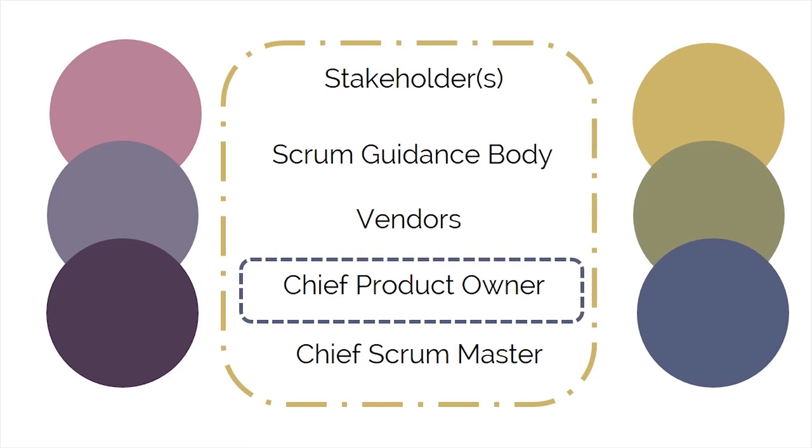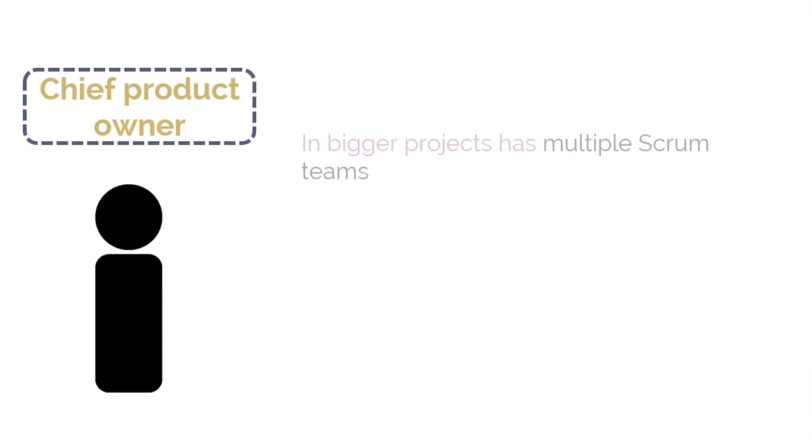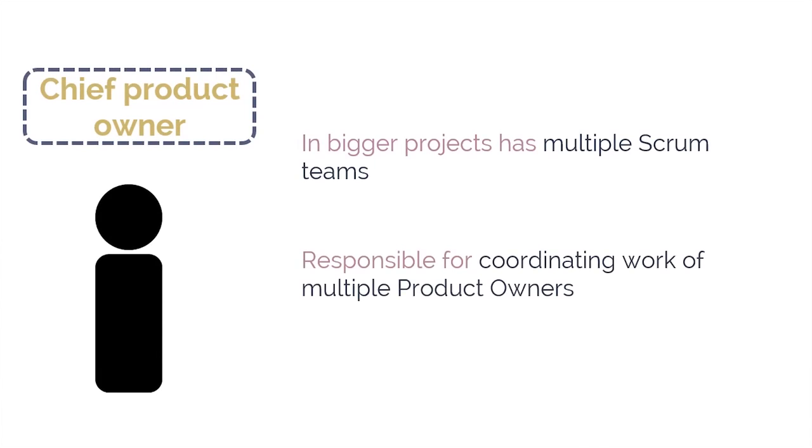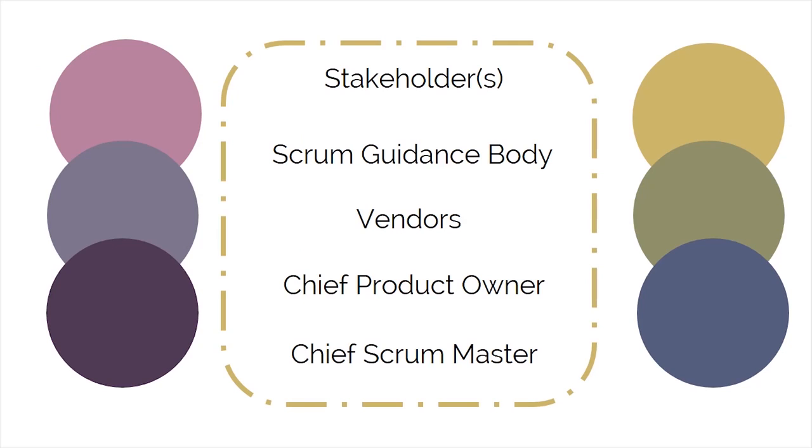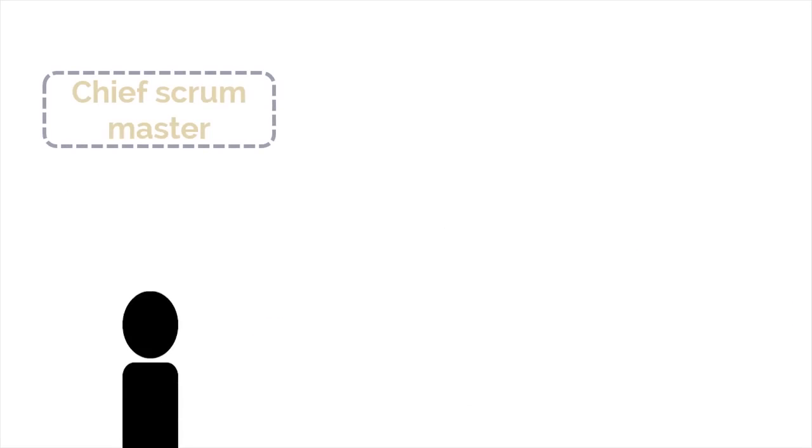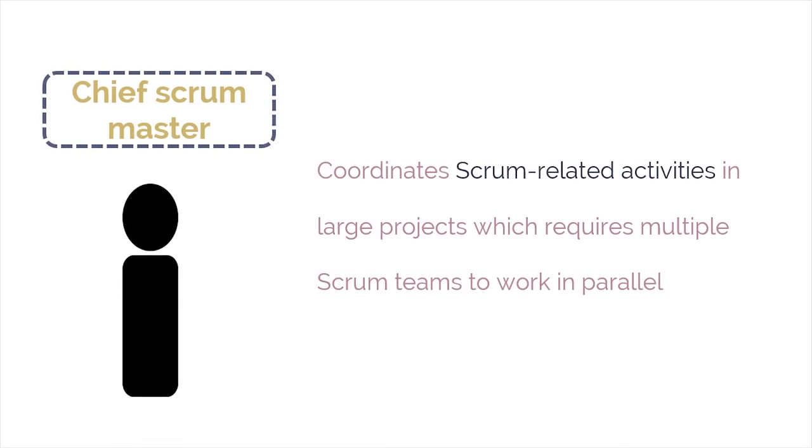The Chief Product Owner is another non-core role. This role is relevant for large projects that have multiple Scrum teams. The Chief Product Owner is responsible for coordinating the work of multiple product owners. The last non-core role is the Chief Scrum Master, who is responsible for coordinating Scrum-related activities in large projects that may require multiple Scrum teams to work in parallel.